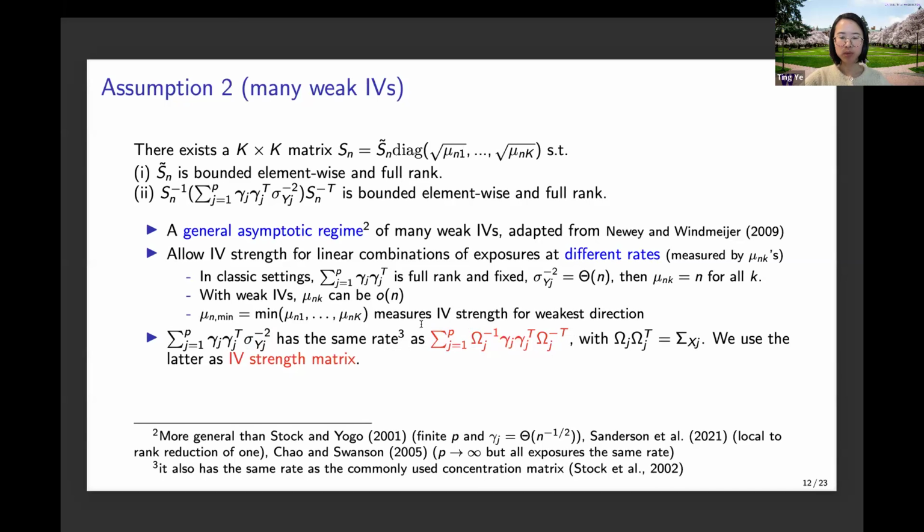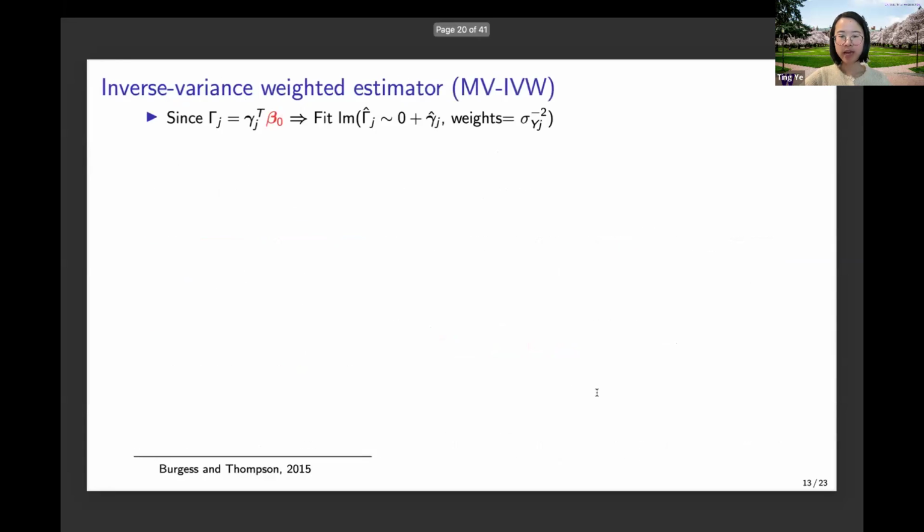And we will use the latter as the IV strength for the reason that this matrix is scale invariant, because if we scale the exposure somehow, then this matrix is kept the same, whereas the other is not scale invariant. And also this matrix is not dependent on the outcome, which is more appealing because the measure of IV strength is purely about the IV-exposure relationship. We don't want it to depend on the outcome. So, that's the assumptions.